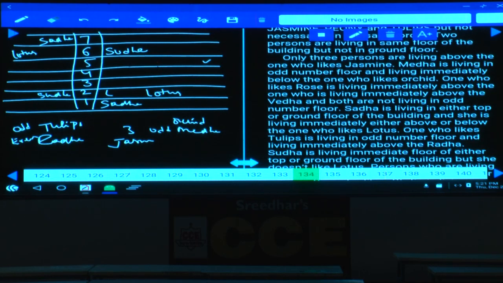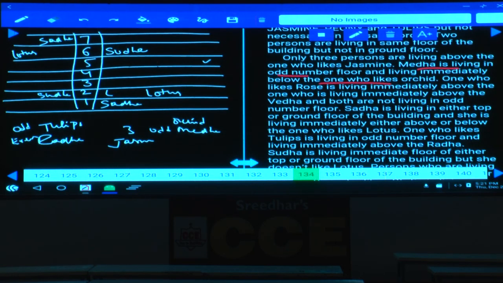Medha is living in an odd number floor and living immediately below the one who likes orchid. Below the one who likes orchid means this Medha must be in which floor? Medha must be either on the third floor or on the fifth floor, isn't it?